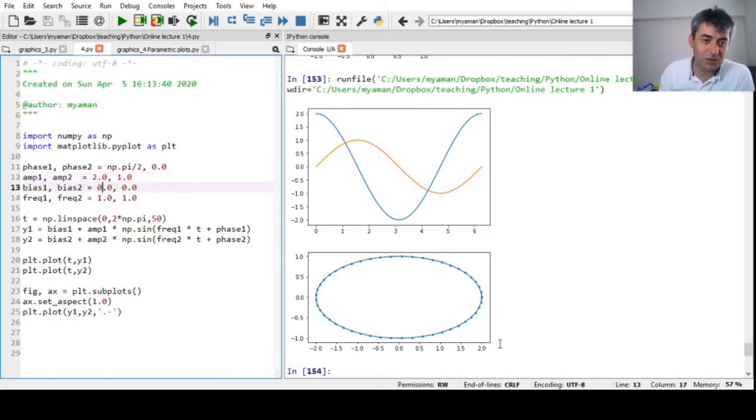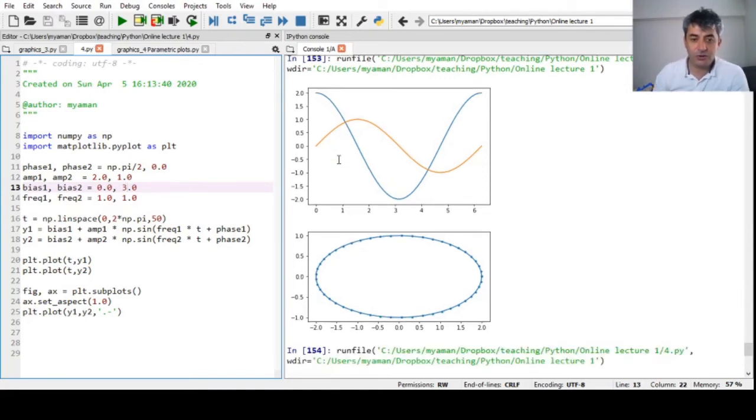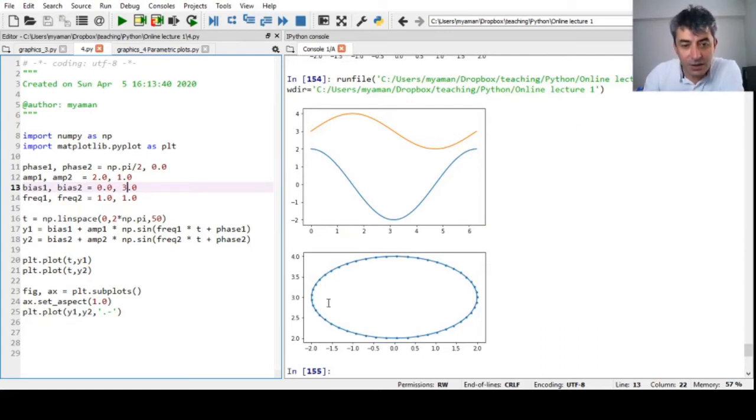How does the bias change the picture? Let me do a 3-point bias on the second curve. In other words, I am moving the second curve by a magnitude of 3 towards higher values. So this is what it looks like. Now the only difference is that the center of your ellipse is now at 0 and 3. So the ellipse moved up because I gave a bias to the second curve.